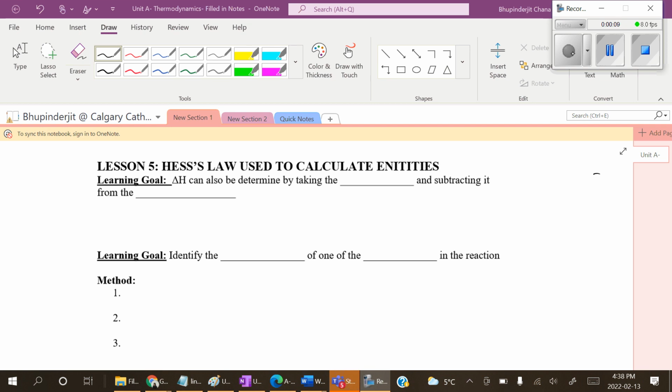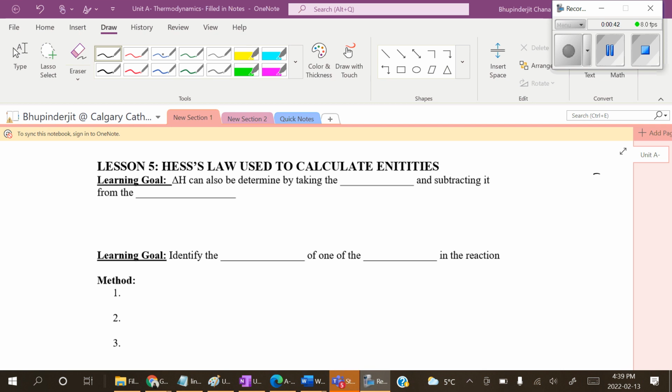So last time we learned that we can manipulate given reactions and that will impact the delta H value of a reaction. Now what we can also do, those reactions are built from formation energies. You can find those formation energies on page 4 and 5 of your data booklet. And we can use that to find individual entities of a reaction. Okay, so what the heck am I talking about?